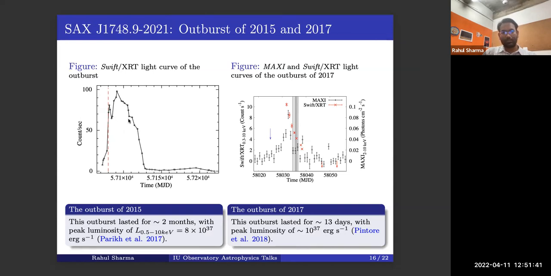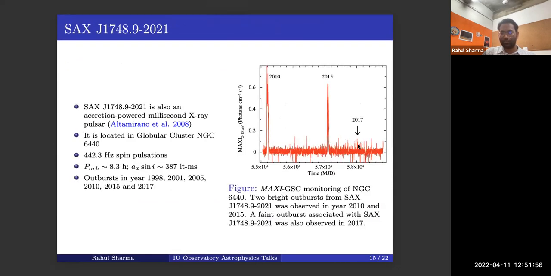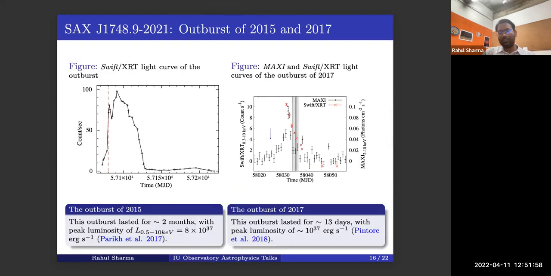Where the peak luminosity goes up to 8 times 10^37 erg per second in the 2015 outburst. While if we see the 2017 outburst, where this black one is the MAXI point, shown here. If we zoom in to this part, this red one is the Swift XRT. So Swift XRT could not catch the source during the rise phase. So it started observing the source during the decline phase.